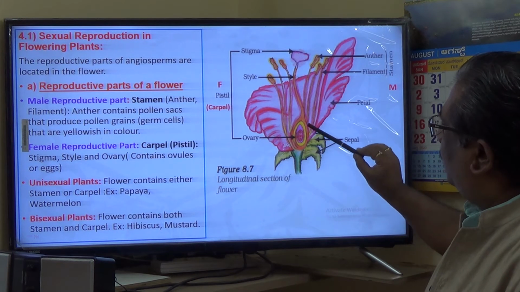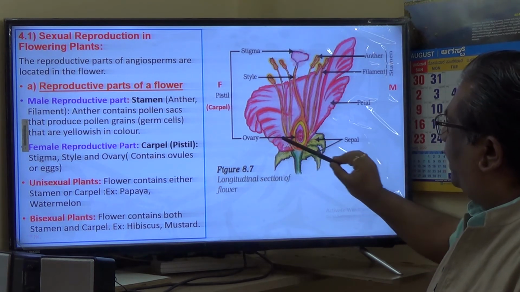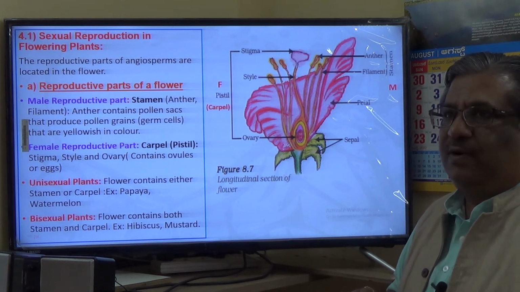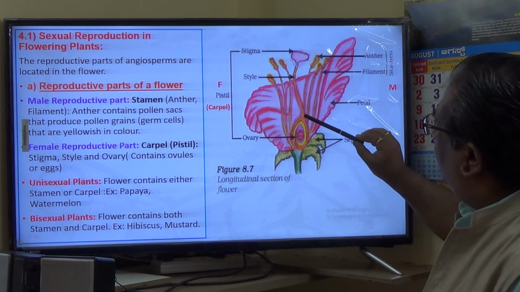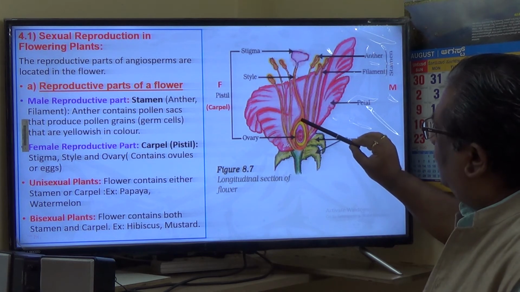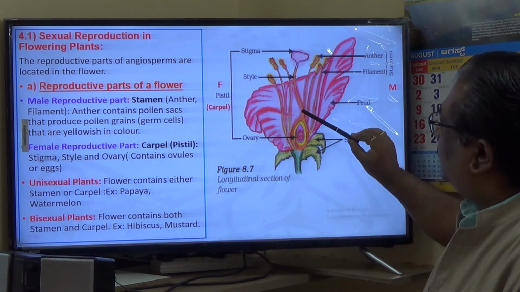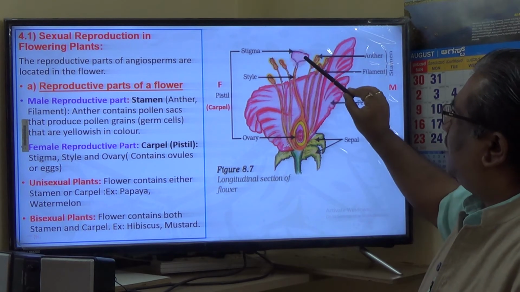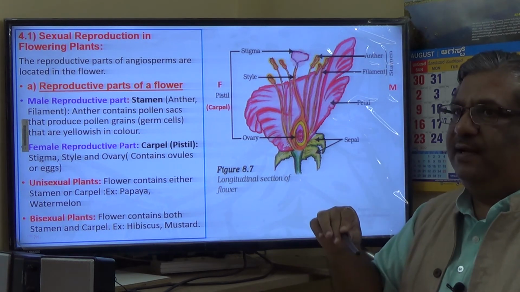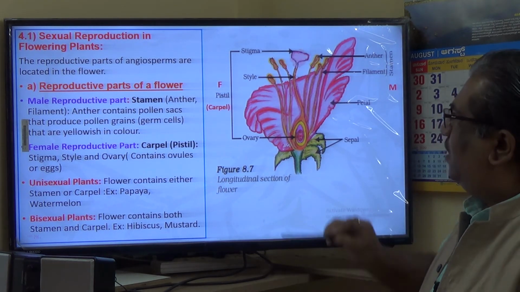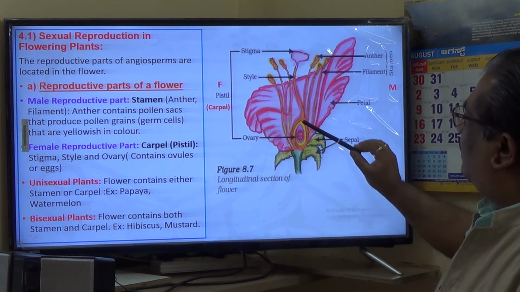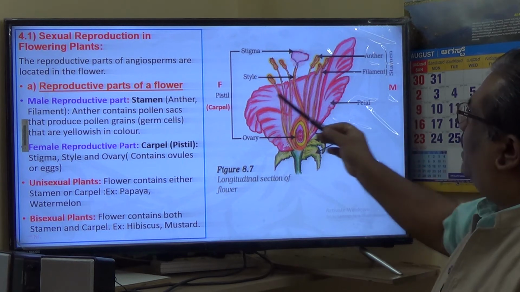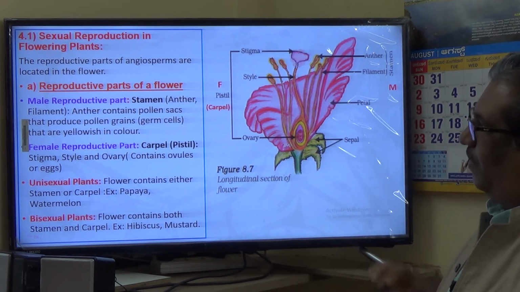This bigger portion over here is called the ovary, which contains inside the eggs, which are also called ovules. This is the bulge portion. The middle part is called the style. This top part is called the stigma, and the stigma is generally sticky in nature. So these are the male and female reproductive parts of the flower.